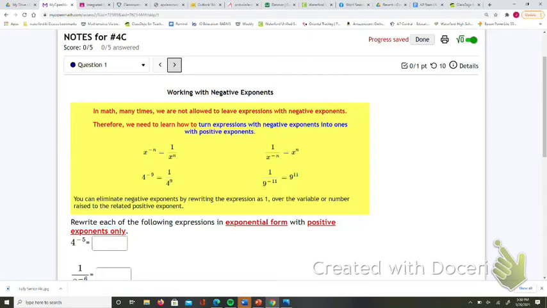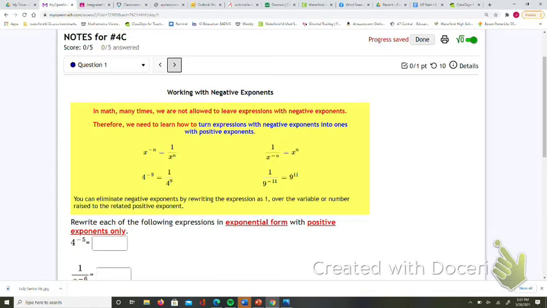Hello everyone. This is Notes for 4C in Unit 5. So our first question, we're going to start learning how to work with negative exponents.